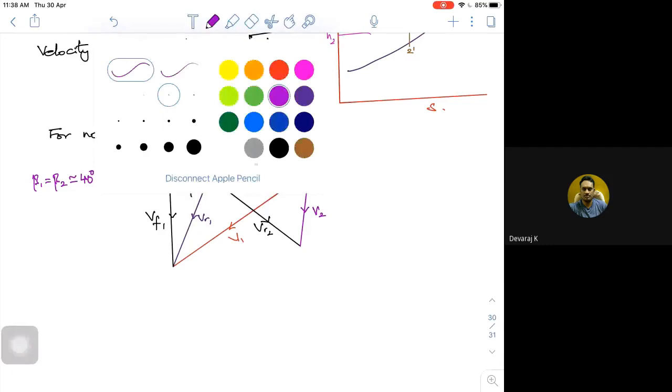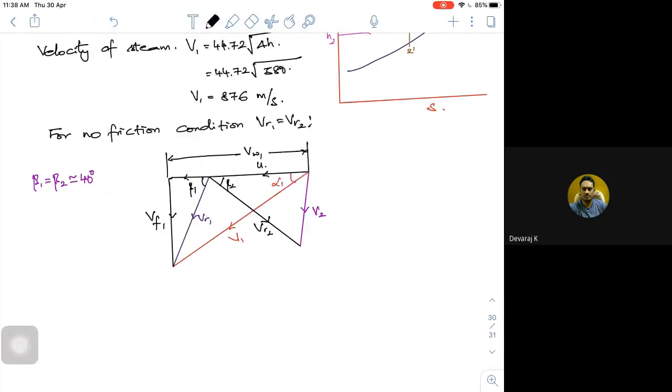Now, if I draw the corresponding, I can extend this particular thing. If I draw a vertical line from here, this will be my VF2, and look at this particular thing. Now C2, and this is in this same direction. So this will be my VW2. Now let's calculate each and everything.